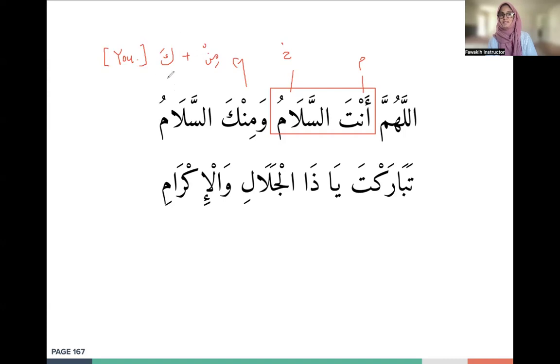I'm going to ask you now. What is the case of this kaf? It's a pronoun, so it's not mansub, it's not marfu. Because it's an attached pronoun, it's not going to take any casing. Ka will remain ka. Who can tell me what is the case of the attached pronoun here? Jar. You get a gold star. It's jar. Why? Because it's got a harf of jar before it. It's got min. Huruf of jar impact the noun afterwards and make it majroor.